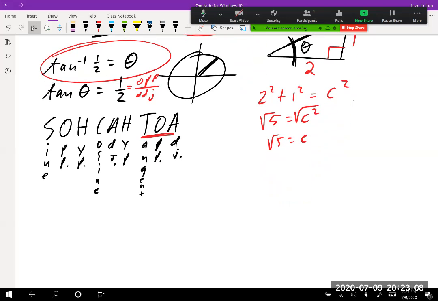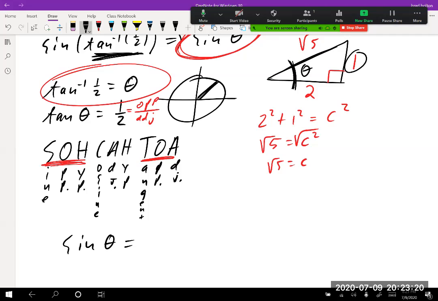So now we're just going to say, well, the sine of theta is worth, well, what does sine stand for? According to this, sine stands for opposite over hypotenuse. So what's the opposite side? 1. What's the hypotenuse? Square root 5. So we're going to say 1 over the square root of 5, but you guys aren't allowed to leave that with an irrational denominator. So you say square root of 5 over 5. Okay, and that would be your answer. That's how you do it.